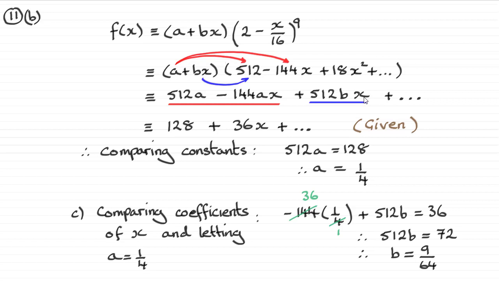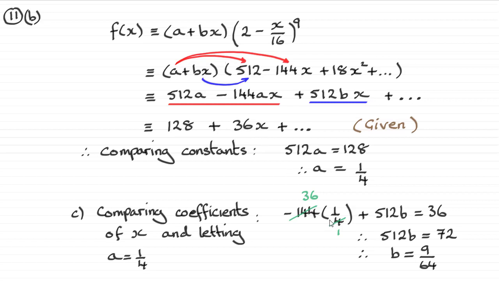And then all I need to do is just compare this to what we're given. So if we compare these two constants, you can see that 512a must be equal to that 128. You can solve that and you get a as a quarter. Now when it comes to working out the value of b, I just need to compare the coefficients of x, these two terms here, and equate it to the 36.